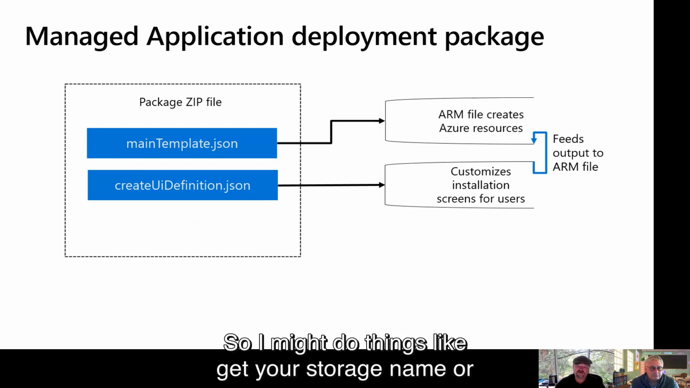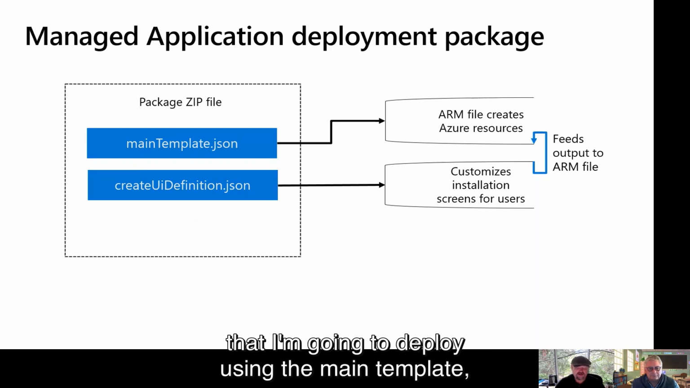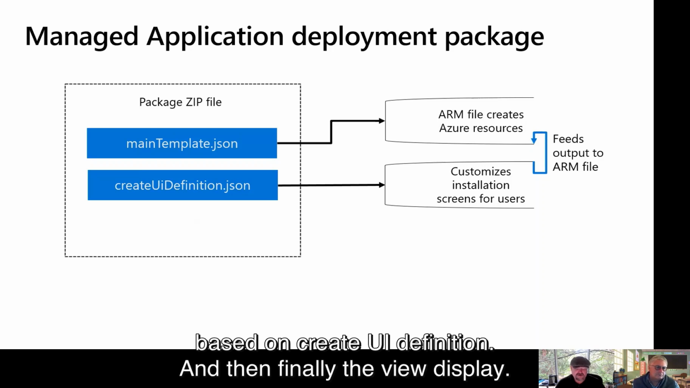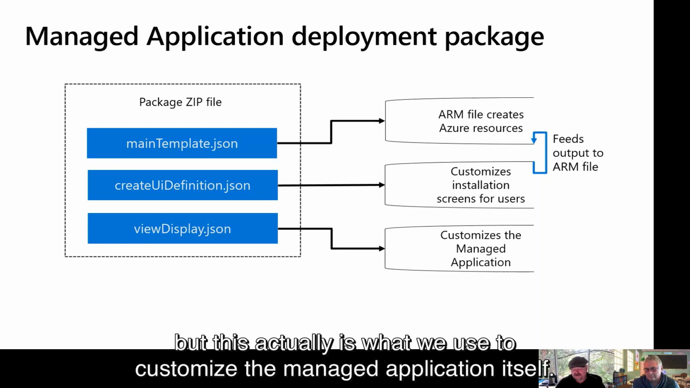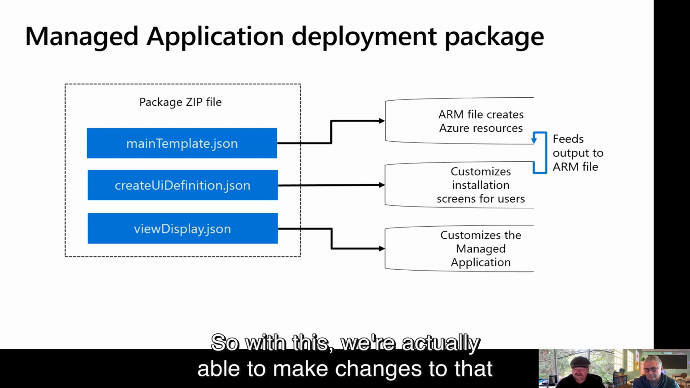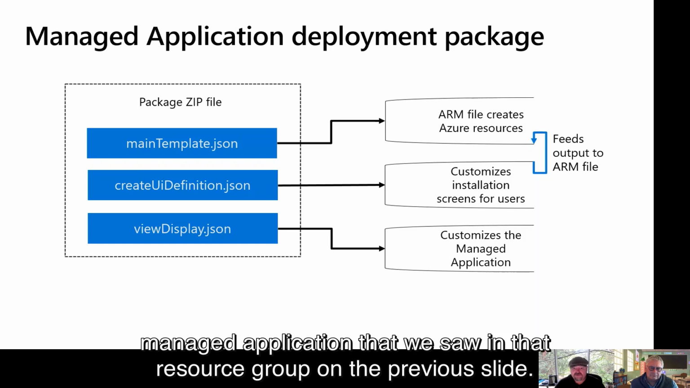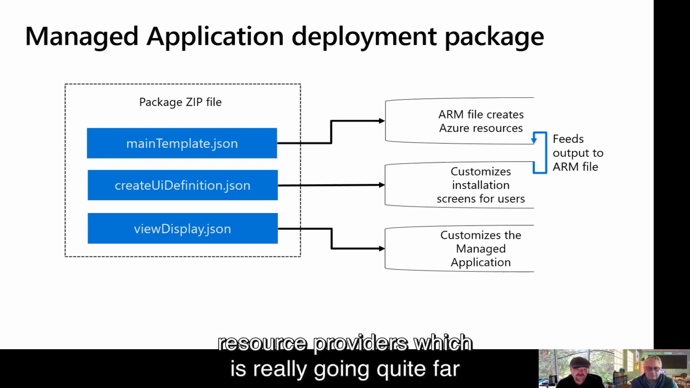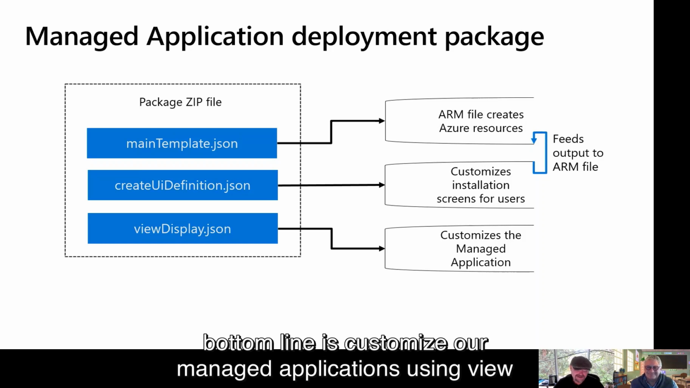So I might do things like get your storage name or the name for an endpoint or a function or what have you that I'm going to deploy using the main template, but I'll collect that information using the wizard that runs based on createUiDefinition. And then finally, the view definition. This is getting a little more advanced for some folks, but this is what we use to customize the managed application itself. So with this, we're able to make changes to that managed application that we saw in that resource group on the previous slide. And we can do interesting things like create custom resource providers, which is going quite far beyond an overview, I think. So, bottom line, we can customize our managed applications using the view definition.